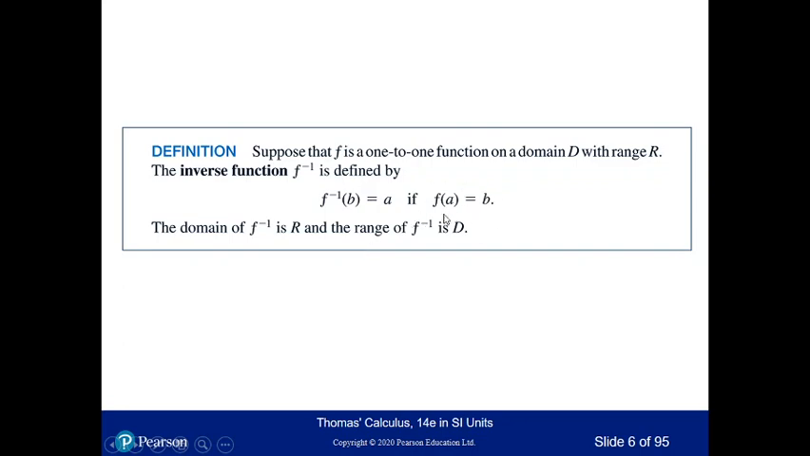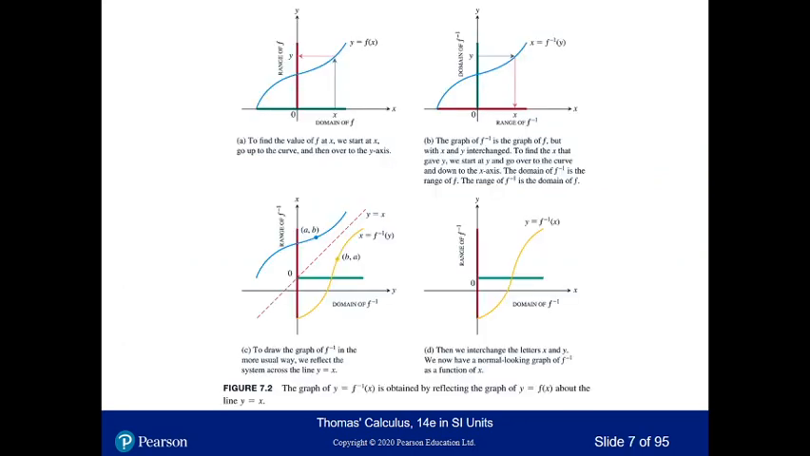As long as it's one-to-one, a would go to only one b, right? So f inverse would be defined, and the inverse image of b is going to be a. The domain of f inverse is R, and the range of f inverse is D. So f inverse is going to interchange the places of domain and range. That's what it means. Okay, let's see some examples.